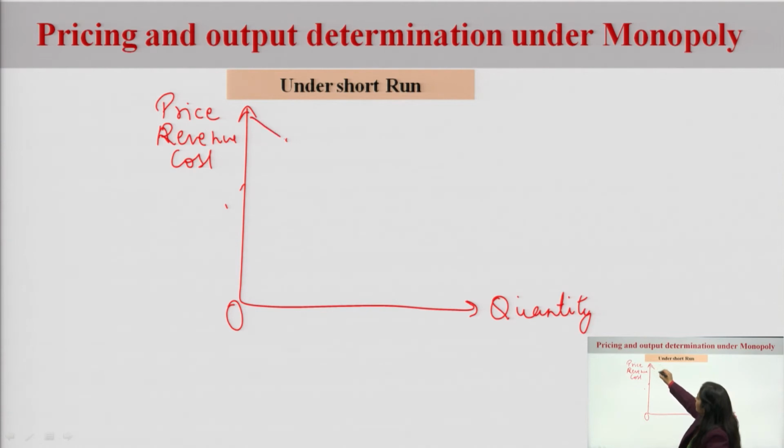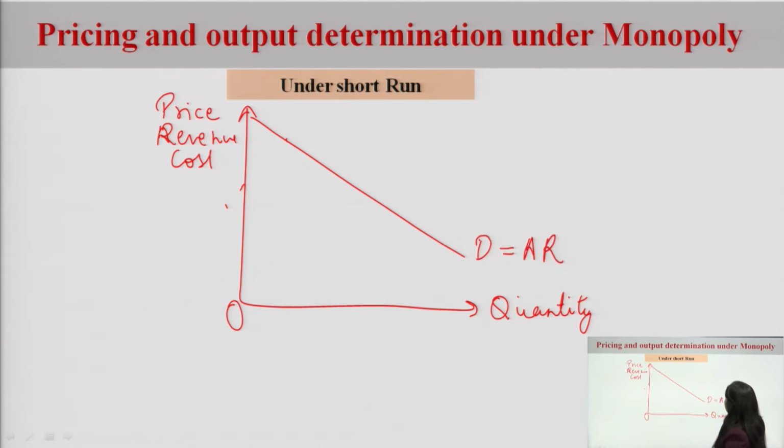As we have said, how is the demand curve? The demand curve is falling downward, and demand is equal to the average revenue of the seller. And how would the marginal revenue of the seller be? It will also be falling downward, and the slope of MR is greater than the slope of AR, it is twice that of AR.